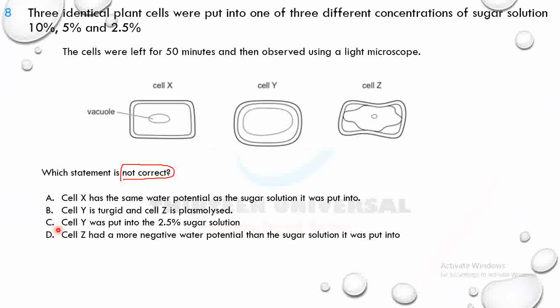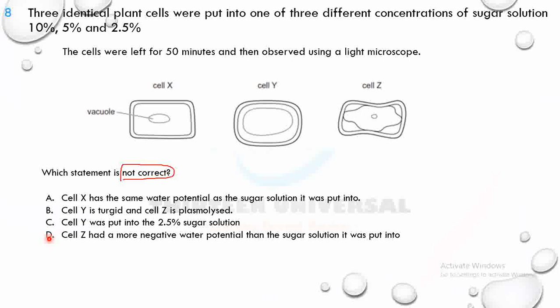Okay, C says cell Y was put into the 2.5% sugar solution. So the 2.5% is the one that has the lowest concentration. That means it will have the highest water potential. So if it has the highest water potential, more than cell Y, water would have moved from this solution with low solute concentration but high water potential. So water moves from this solution into this. That is why it is turgid. So A, B, C are correct. So D must be the answer.